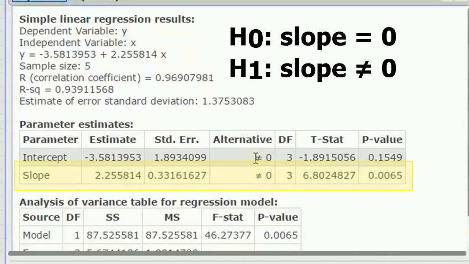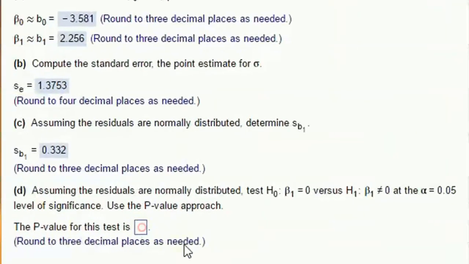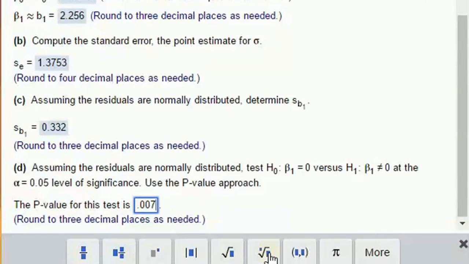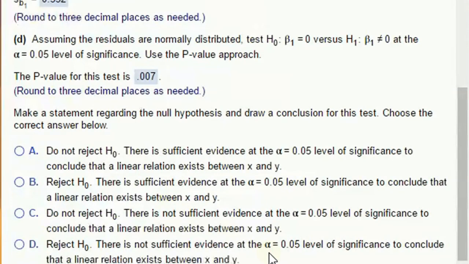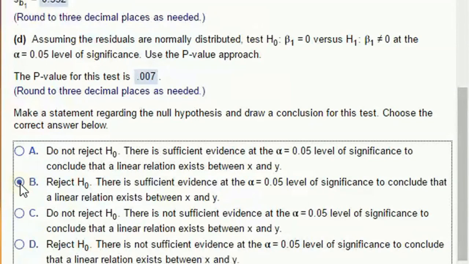And then it does the hypothesis test, by which I mean it calculates a t-statistic and it gives a p-value. And so that p-value for the test is right here. Three decimal places is very easy, 0.007, right? I round it up to 0.007. So what would that p-value mean? That's a really low p-value. It's less than 0.05. It's less than almost anything, right? It's very, very, very small. We would reject the null hypothesis. There is sufficient evidence to conclude that a linear relationship does exist. That's what rejecting the null hypothesis means for linear regression. We're rejecting the hypothesis that there is no linear relationship.